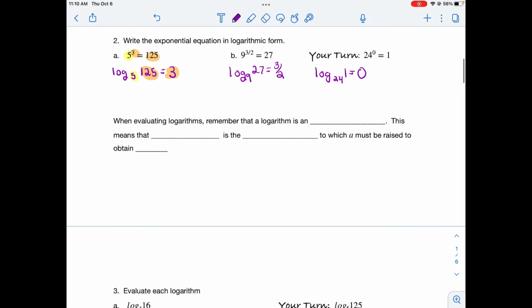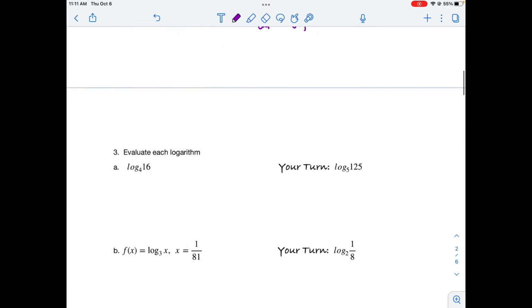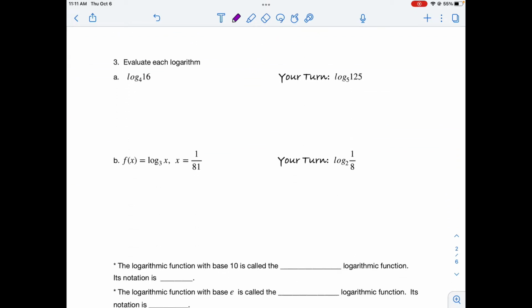When evaluating logarithms, remember that a logarithm is an exponent. This means that log base a of x is the exponent to which a must be raised to obtain x. So just remember they work back and forth. Mathematically, if log base a of x equals y, then a to the y equals x. The logarithm is defined by its relationship with the exponential function. Okay, so we're going to evaluate each of these logarithms.